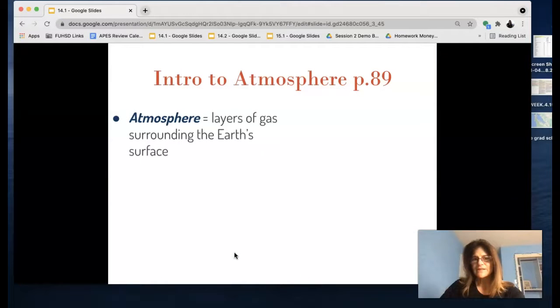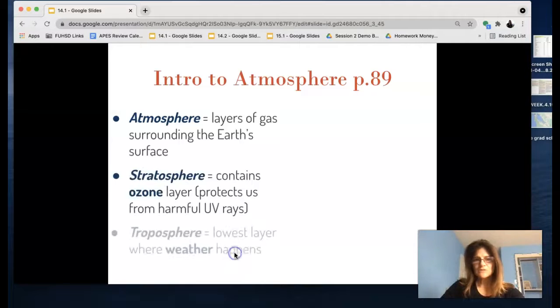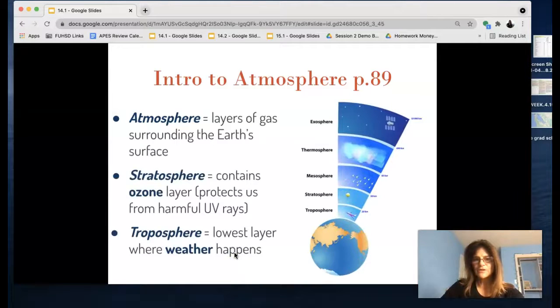The atmosphere is a layer of gases that surrounds planet Earth. And we have names for the different layers of the atmosphere, but we really need to only be concerned about the two layers that are closest to us. So the lowest layer is called the troposphere, and that is where weather happens.